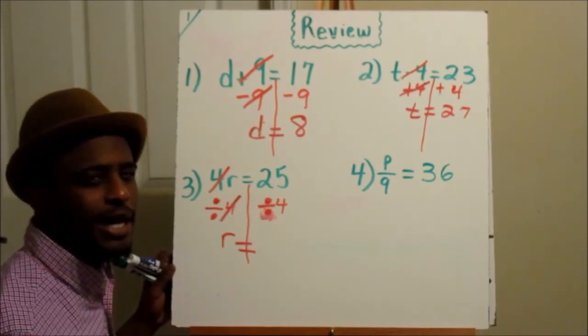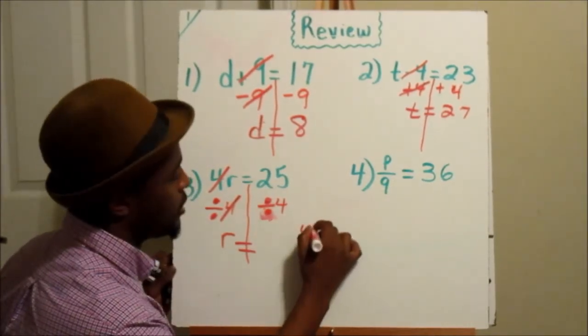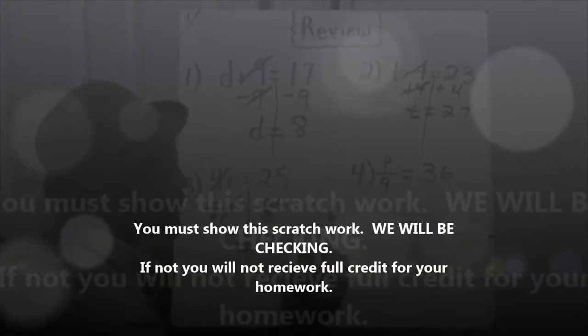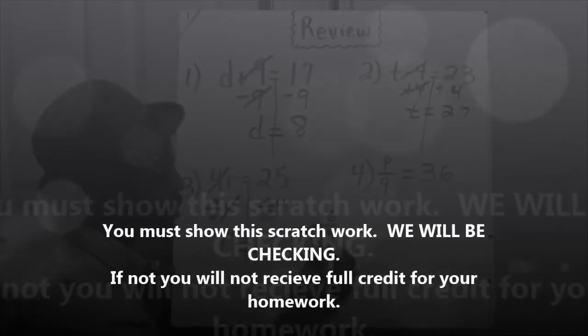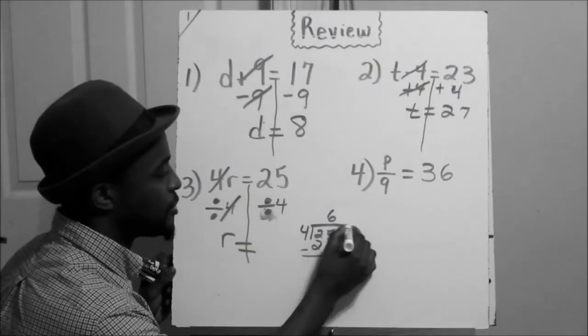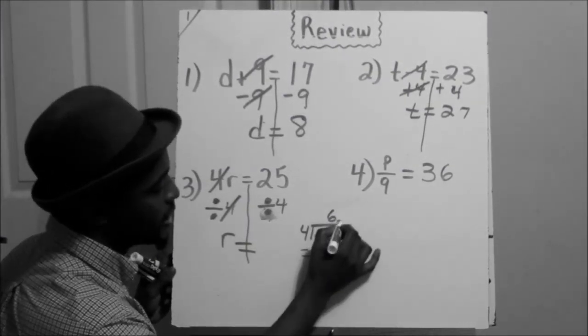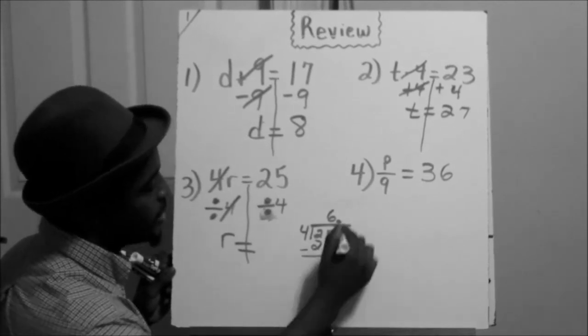Now, I can't just do that in my head, so I'm going to work it out here to the side. 25 divided by 4. 4 goes into 25 6 times. 6 times 4 is 24. When I subtract those, I'll get a remainder of 1. Well, I want to add a decimal and a 0 and keep dividing. So I'll bring down that 0 and put my decimal in my quotient. Now 4 goes into 10 2 times.